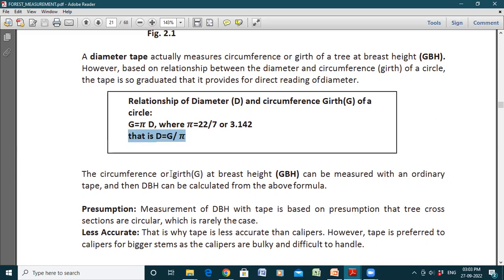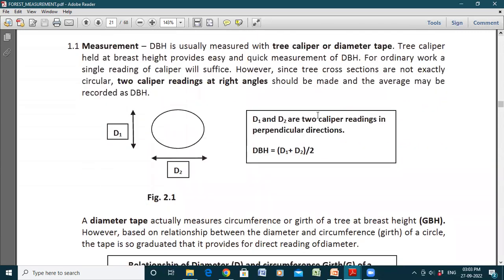So the circumference or girth at breast height can be measured with an ordinary tape. Then DBH can be calculated using this formula, right? Summarizing, DBH is equal to D1 plus D2 divided by 2, where D1 and D2 are two caliper readings in perpendicular directions. Like this is D1, this is D2, and DBH is D1 plus D2 divided by 2. This is calculated at breast height.